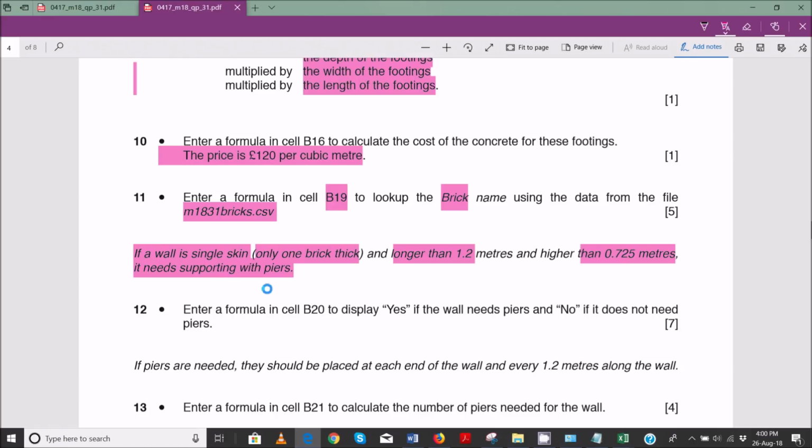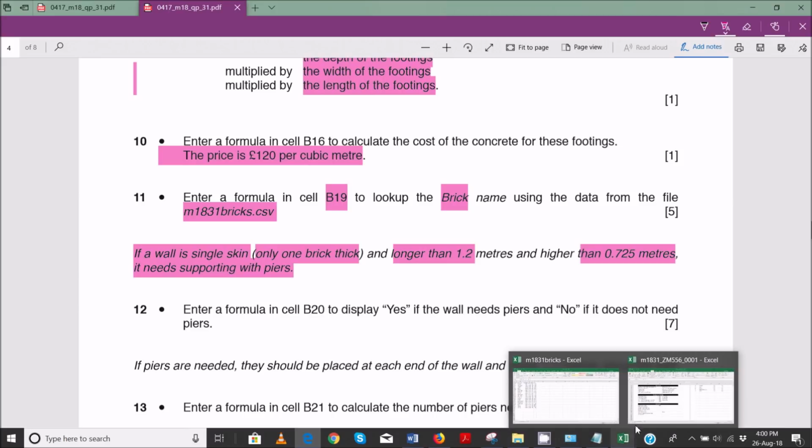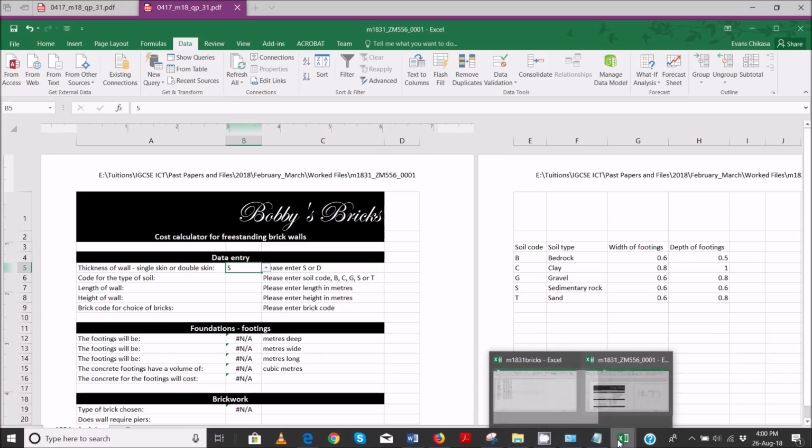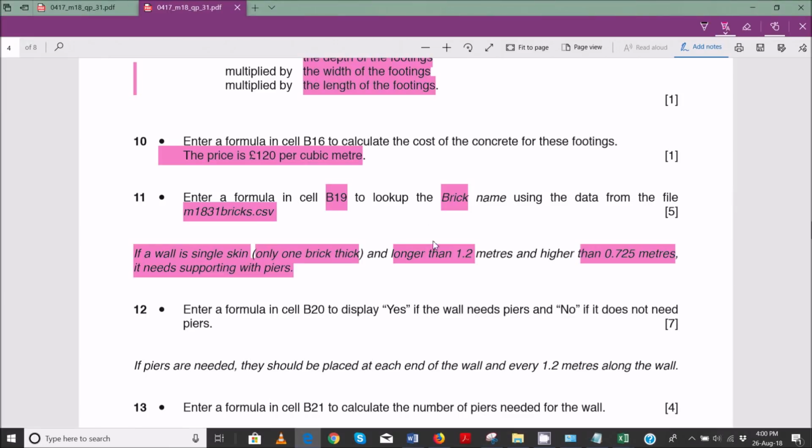We're told that if the wall is single skin, and single skin means that if we select here thickness of wall, single skin or double skin. So if a wall is single skin, either capital S or small letter s, what does that mean? And also, the wall is single skin, and so take notice of the use of the Boolean operators here. You have got and, and you've got and. That is very important. All this must be true.